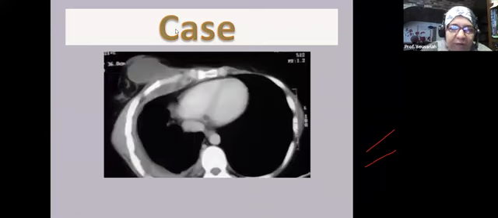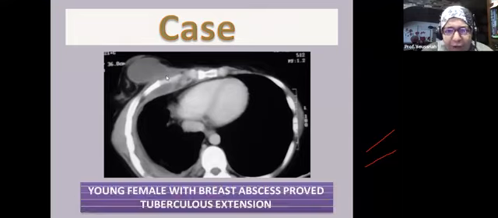This was a young female patient presenting with a right breast lump. Ultrasonography revealed fluid and abscess, and it suggested extension into the chest. Chest CT revealed, as you can see, extension into the pleura with thickening and enhancement, and extension in the chest wall, suggesting tuberculosis. And actually, it was a proved case of tuberculosis.